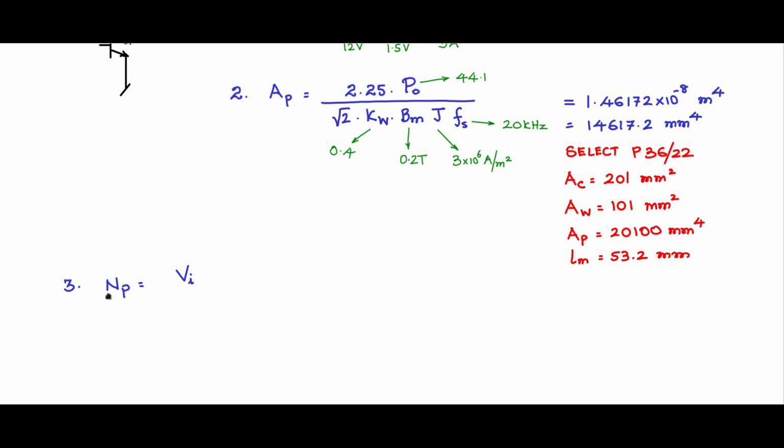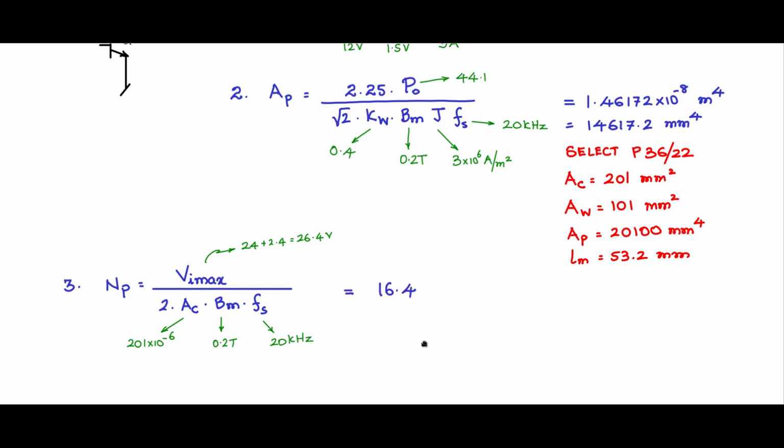Next, we go to the turns. Primary number of turns NP is given by VI max divided by 2 AC Bm Fs. VI max is 24 plus 10%, which is 26.4 volts. AC we have found out 201 into 10 power minus 6 meter square, Bm 0.2 Tesla, and 20 kilohertz. On calculation, you will land up with 16.4, set NP as 17 turns.